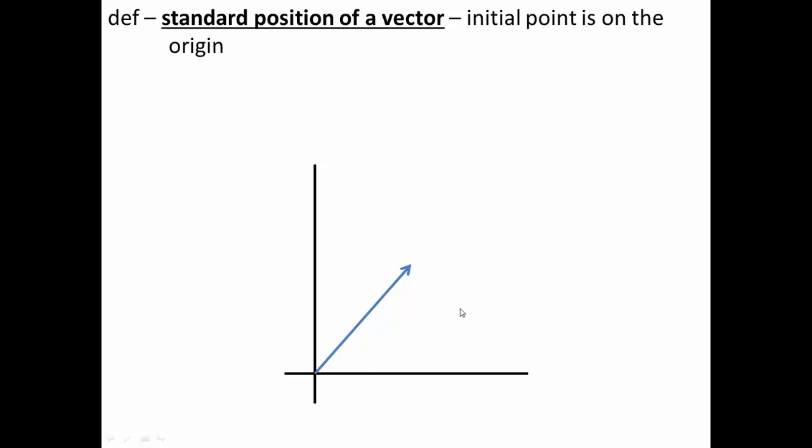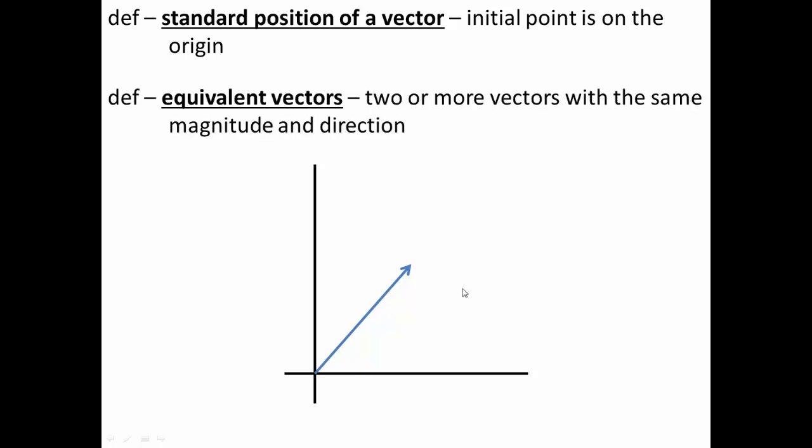You'll realize that. Now, equivalent vectors are two or more vectors with the same magnitude and direction. In other words, just like I can draw the number 7 all over the page, and they are all the same number 7, they are not different numbers because they're in different locations. They are the same number because they have the same quantity.